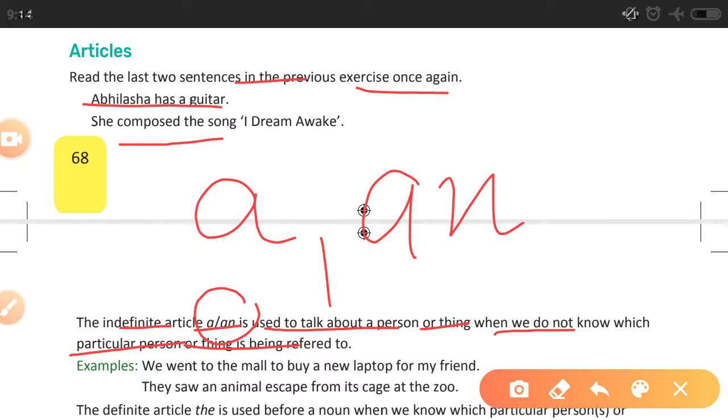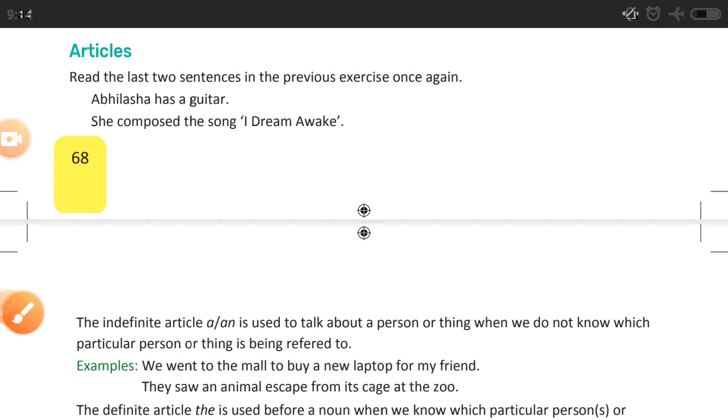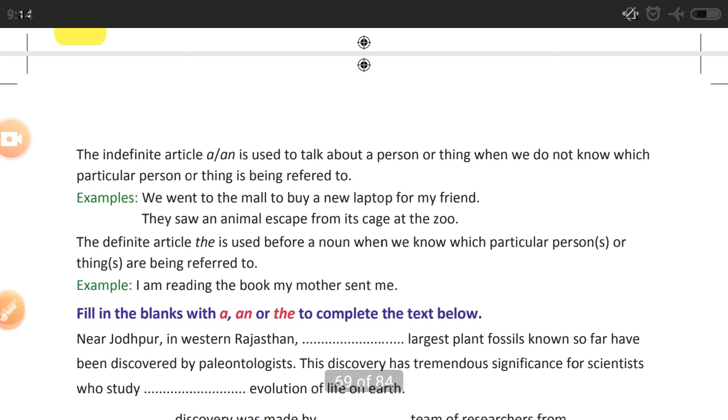Clear? For example, we went to the mall to buy a new laptop for my friend. A new laptop. So any laptop, we are not mentioning a particular laptop. It could be of anything. They saw an animal escape from its cage at the zoo. An animal. So it could be lion, it could be anything, deer. It could be any animal. Here it is not mentioned which animal escaped. It is just animal. So it is indefinite. Clear? Now we have the definite article.